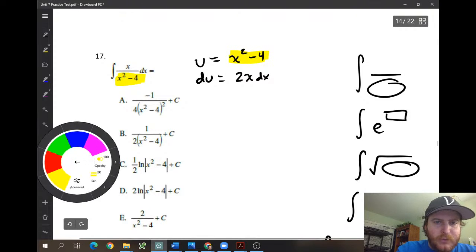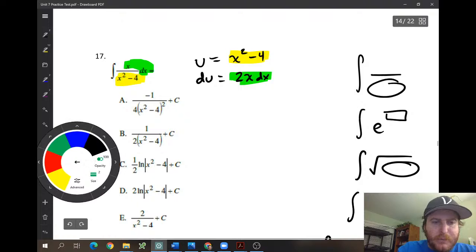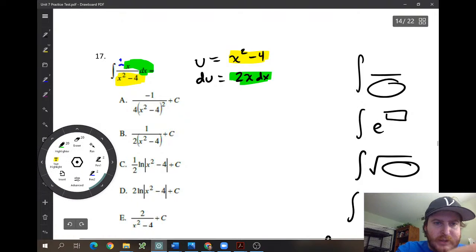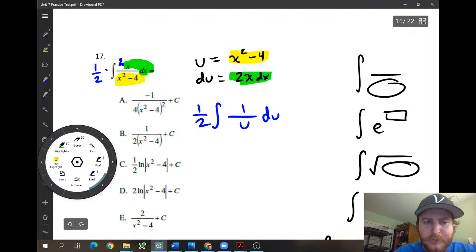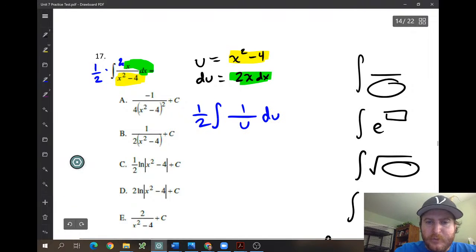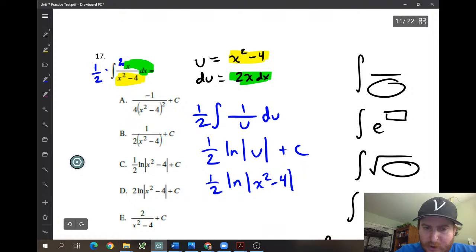And then du would be the 2x dx. Well, I have the x dx part. I'm missing the 2. So I need to multiply times 2 inside and then times 1/2 outside. So it's going to give me 1/2 integral of 1 over u. And I like to put the du at the end. It could be on top as well. That's 1/2 ln of u plus c. Then we plug our u back in, 1/2 ln of x squared minus 4 plus c.